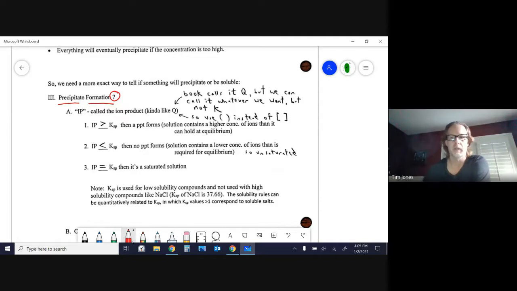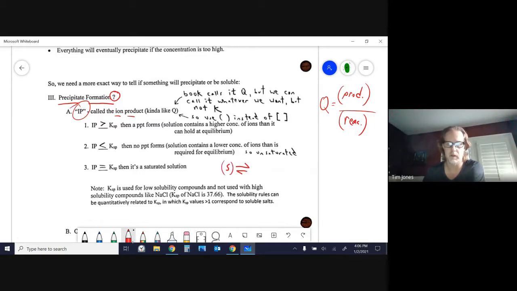Now, back last chapter, I went through something called Q, and Q was the products over the reactants. It was just like an equilibrium expression, except it's at an unknown place. And so Q was the reaction quotient. What we're going to do is the exact same thing, but I'm giving it a special name. This time I'm calling it IP, which stands for the ion product. And the reason is because our scenario is that we're always going to have a solid on the left, and it will always be in equilibrium with two aqueous ions. Let me actually write it that way.